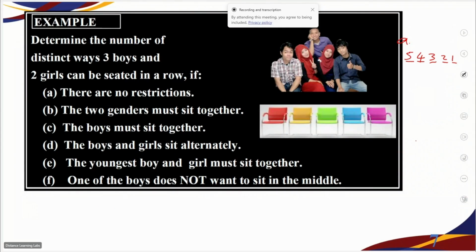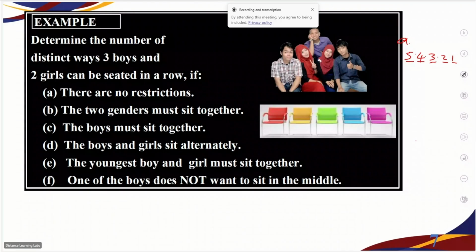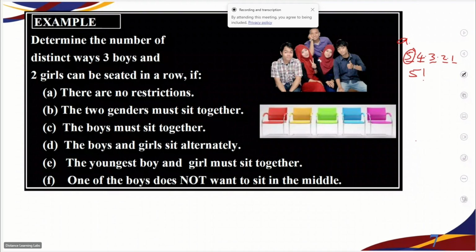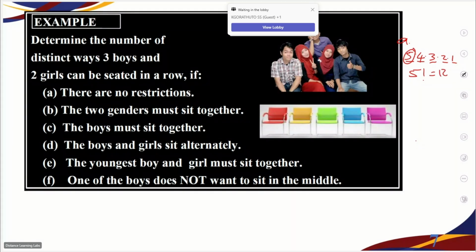Then this 5, 4, 3, 2, 1 is the product of descending natural numbers because we multiply. Product of descending natural numbers from n to 1. Our n in this case is this 5 because they descend from 5 up to 1. Therefore, this is 5 factorial. Then you can punch 5 factorial on your calculator. It gives us 120, meaning they can sit in 120 ways.